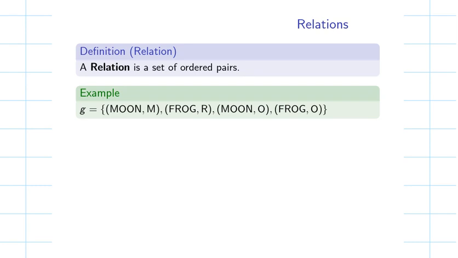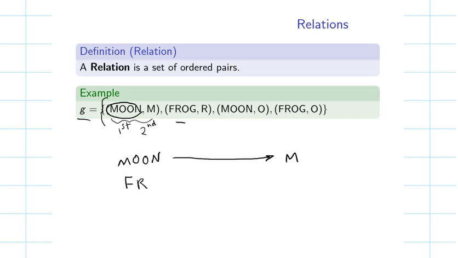Our first topic was relations, and it was a collection of ordered pairs. So I wanted to point out with this, G is the name of the set, and there's a set bracket, and then it's ordered pairs. Here's an ordered pair. There's a first coordinate, and there's a second coordinate. And this associates the first coordinate, moon. Let's put moon over here, with the letter M. Why? I don't really know.